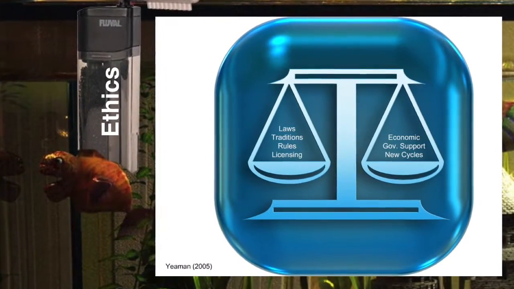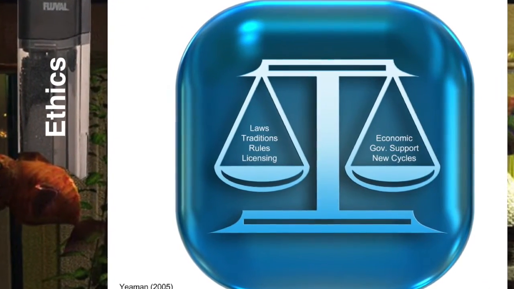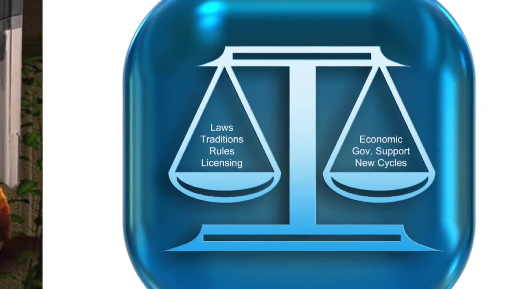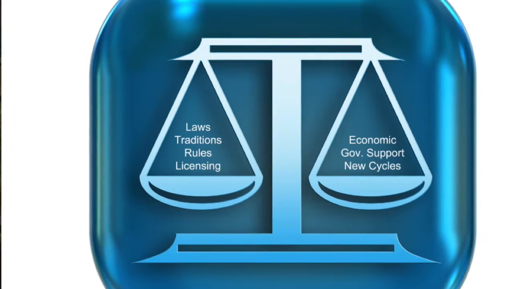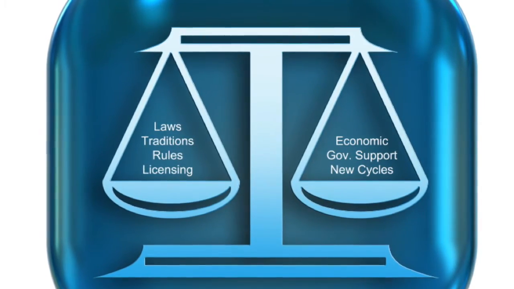A few are relatively solid and persist, such as traditions, laws, institutional rules, and professional licensing. Others are much more transitory, such as economic pressures, government support, and the cycle of successful inventions becoming successful products, which then fall into obsolescence as new inventions come around.